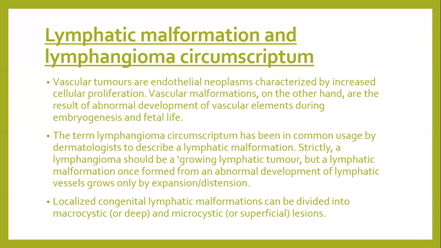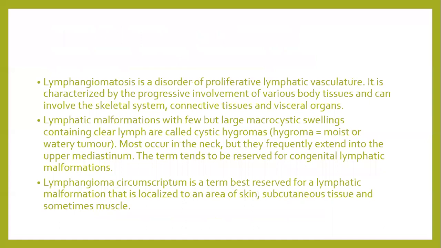Localized congenital lymphatic malformations can be divided into macrocytic, which are deep, or microcytic superficial lesions. So generally, superficial lymphatic abnormalities form small cysts, while if deeper lymphatics are abnormal, they form large cysts. Lymphangiomatosis is a disorder of proliferative lymphatic vasculature characterized by progressive involvement of various body tissues and can involve the skeletal system, connective tissue, and even viscera.